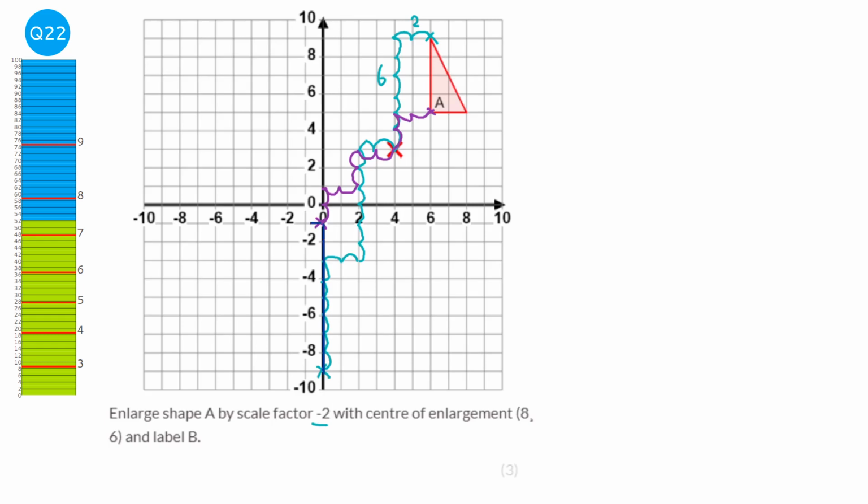But we know the other one is going to be 4 to the left, because on our original image it's 2 to the right. And so a scale factor of -2 would be, instead of 2 to the right, if you negate that, it's going to be left, and if you times it by 2, it's going to be 4. And let's just draw in our last part of it, and that's going to be our new triangle there. And it says to label it B, so we're just going to put B on it.